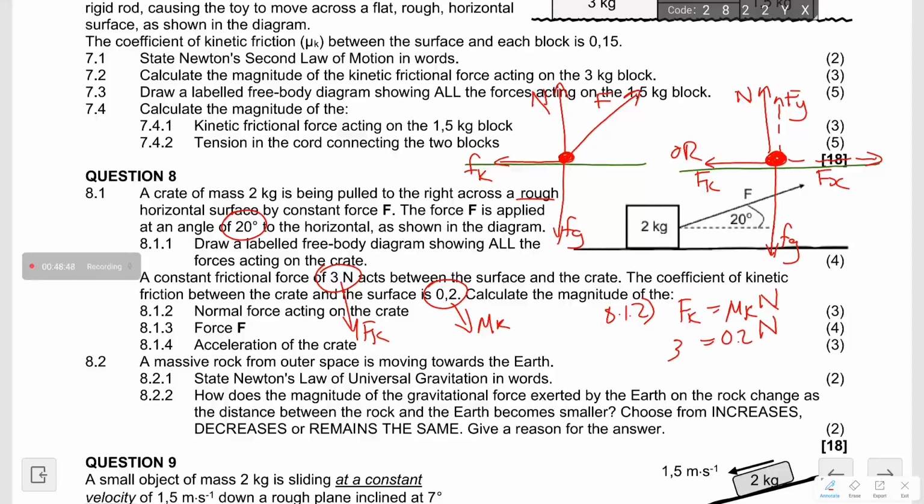So obviously you have to divide both sides by 0.2, and then when you do that, the magnitude of the normal force will be equal to 15 newtons. Hopefully we both got the same answer.